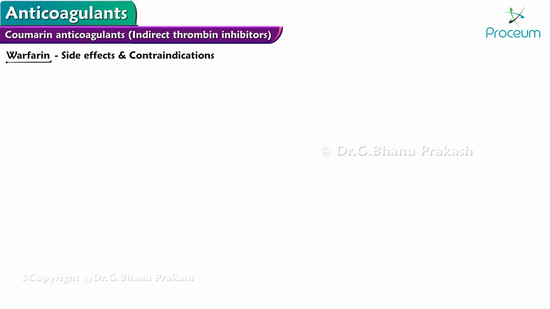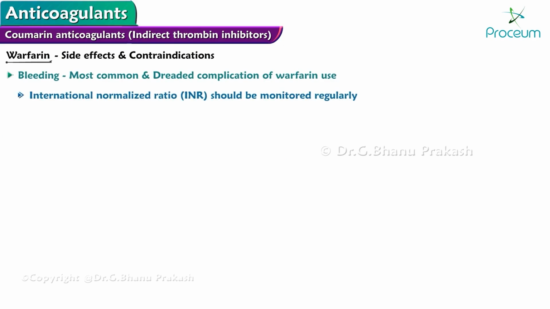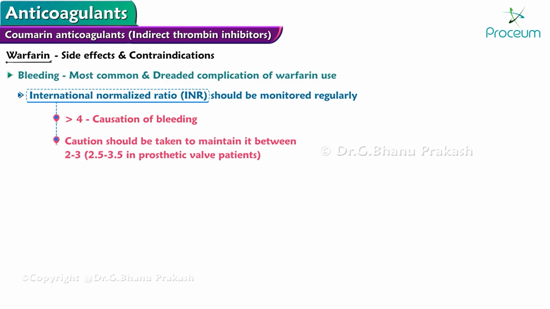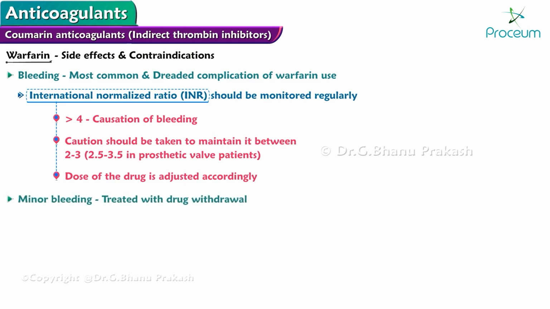Side effects and contraindications of indirect thrombin inhibitors. Bleeding is the most common and dreaded complication of warfarin use, hence INR should be monitored regularly. An INR greater than 4 leads to bleeding in most patients, hence caution should be taken to maintain it between 2 to 3, 2.5 to 3.5 in prosthetic valve patients, and the dose of the drug is adjusted accordingly. Minor bleeding can be treated with drug withdrawal.